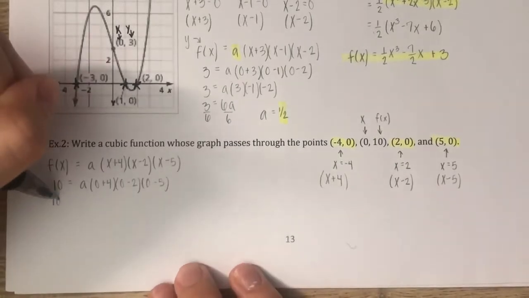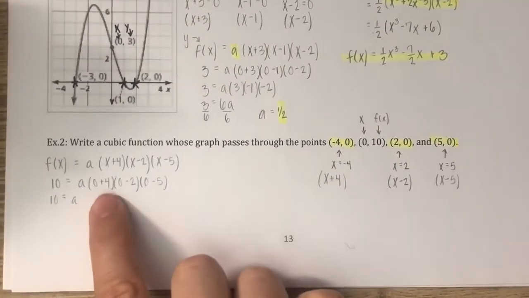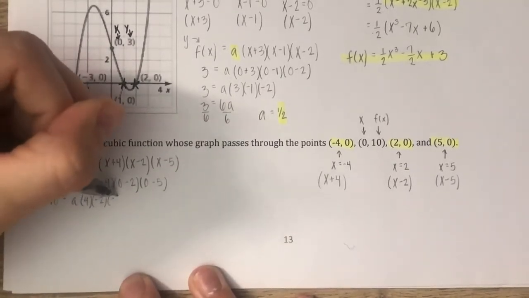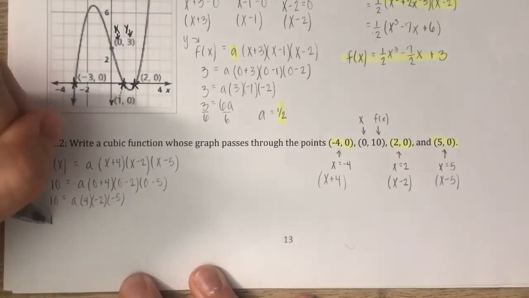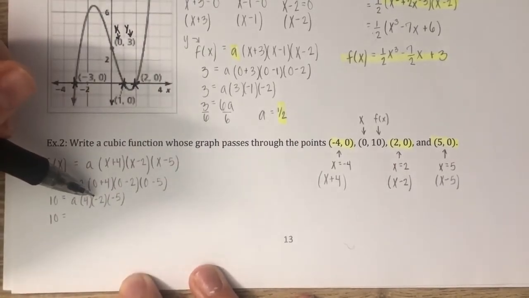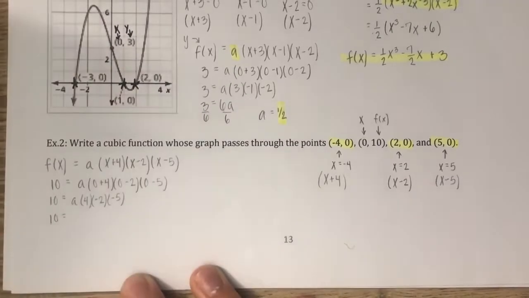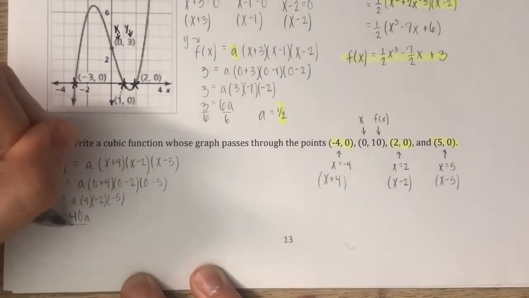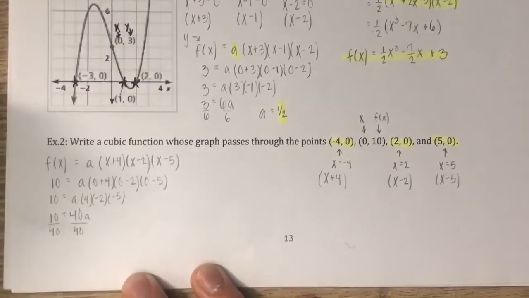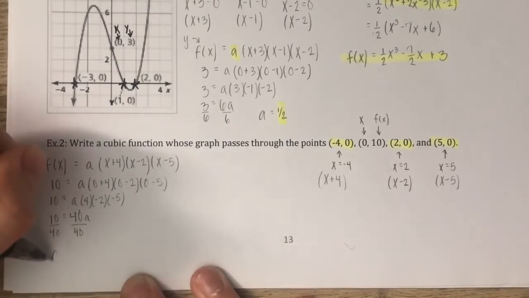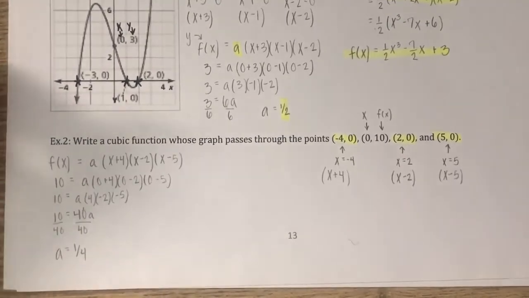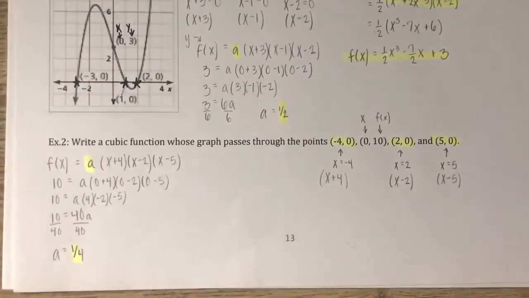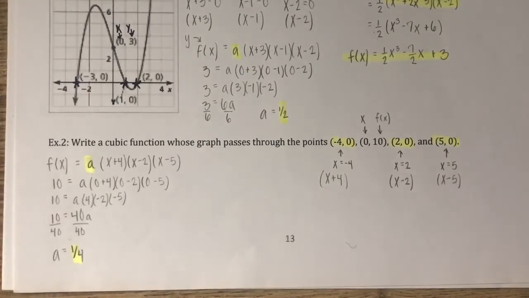And then from there, 10 equals a times 4 times -2 times -5. And then 10 equals 4 times -2 is -8 times -5 is positive 40, so 40a. And then I can divide both sides by 40. If I reduce this, I end up with a equals 1/4. So this a equals 1/4 goes into our original function where a was, and then from there we just multiply through to get it in standard form.